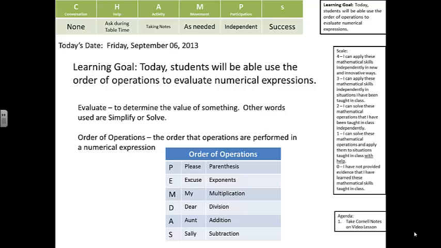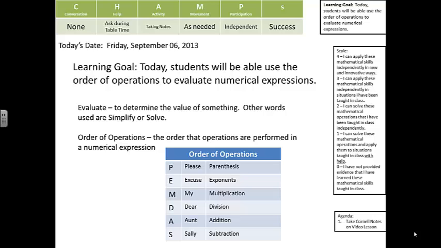The P, or the please, stands for parentheses. So we're going to do any operation that's inside of parentheses, and that includes brackets. In a later lesson, we'll be adding brackets as another grouping method, and we'll be doing those parentheses and brackets first. After we do our parentheses, the next group of problems that we'll solve are anything that has an exponent. We're going to turn any exponential number into a standard form number.